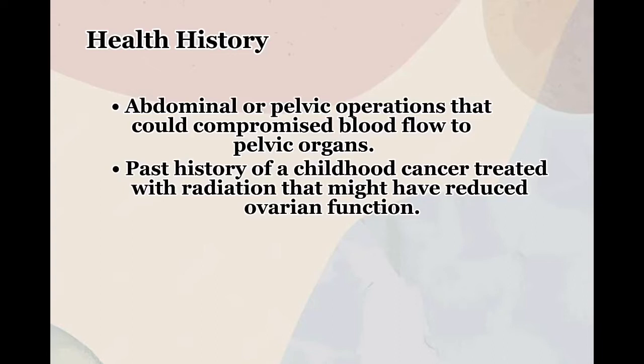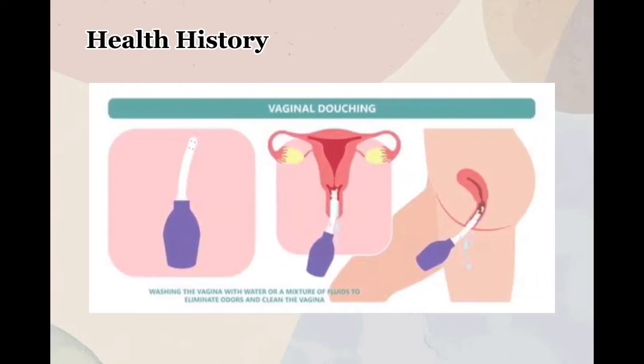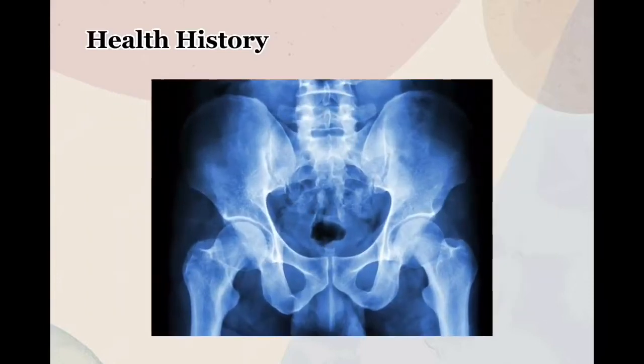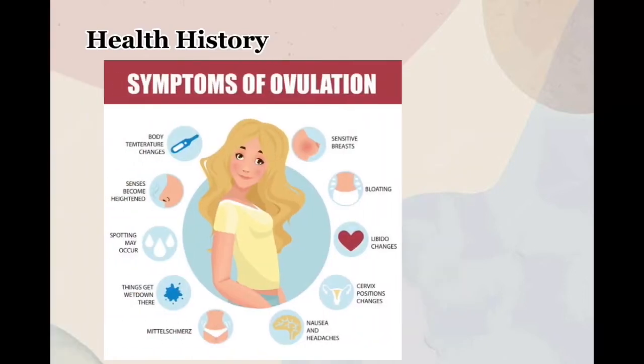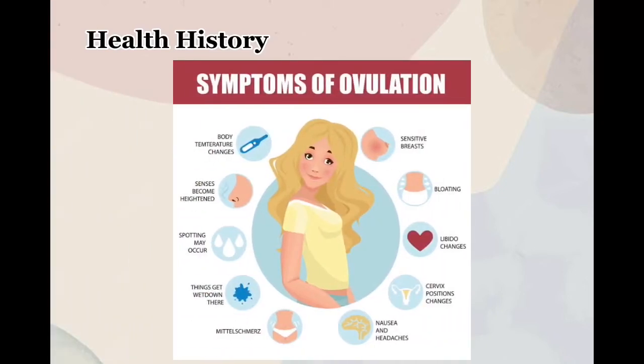treated with radiation that might have reduced ovarian function, the use of douches or intravaginal medications or sprays that could interfere with vaginal pH, exposure to occupational hazards such as x-rays or toxic substances, nutrition including an adequate source of folic acid and avoidance of trans fats, and if she can detect ovulation through such symptoms as breast tenderness, mid-cycle wetness, or lower abdominal pain.